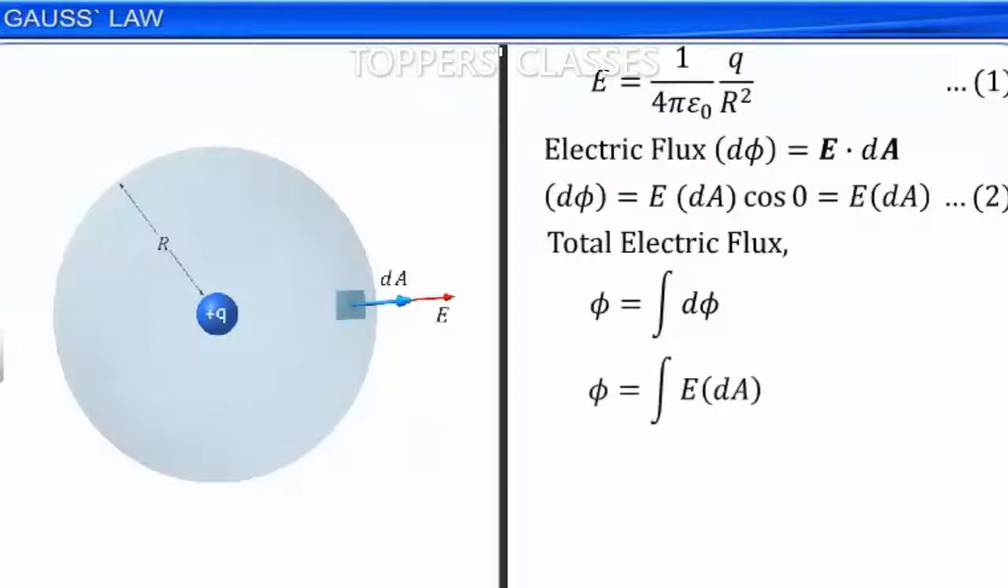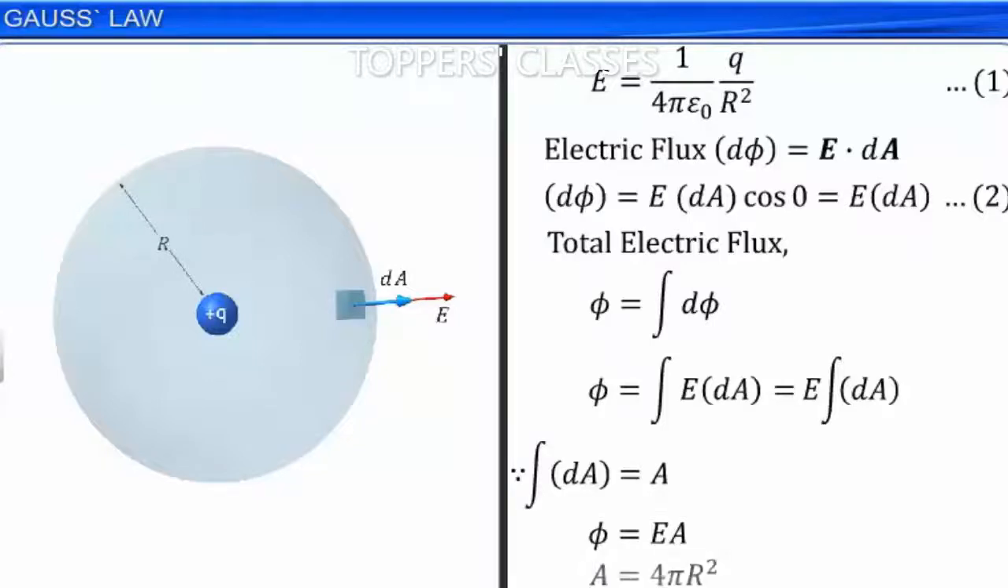Since E is constant in magnitude for all points on the Gaussian surface, we have integral E dA is equal to E into integral dA. We know that integral dA is equal to A, which is the area of the Gaussian surface considered. Now, phi is equal to EA. We know that for a spherical surface, which is the Gaussian surface in the present discussion, A is equal to 4 pi r square. Therefore, we have phi is equal to E into 4 pi r square. Let this be equation 3.